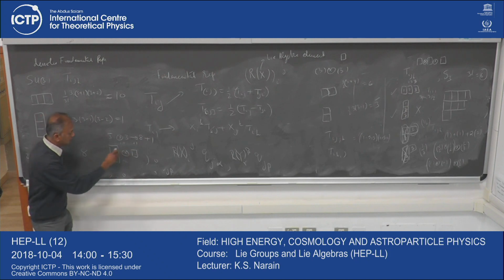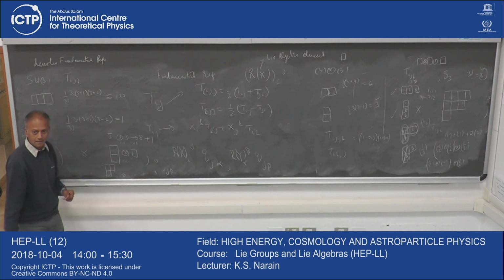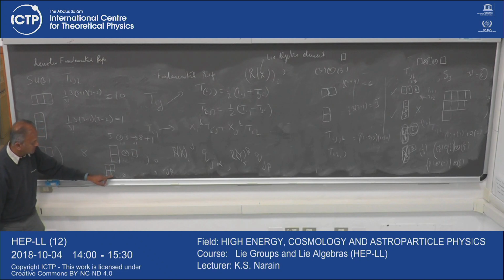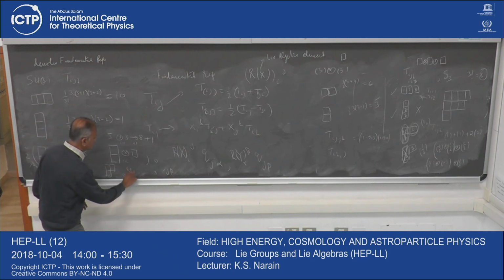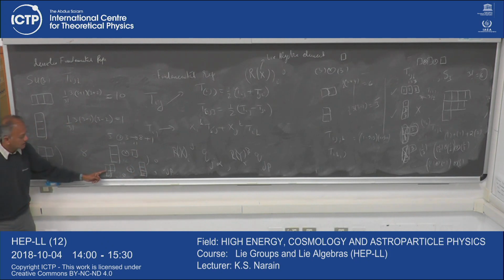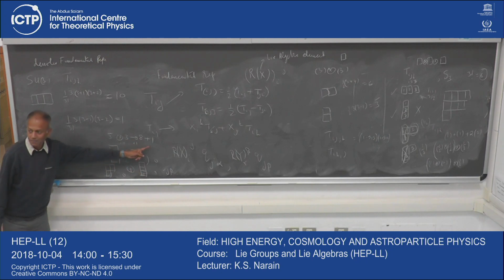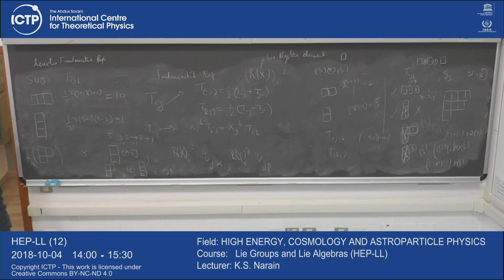If I have to put it horizontally, there's only one possibility, and that is this one. I cannot put it here because that's not allowed; that would be overcounting, so you don't allow that. The other possibility is to put this vertically down, which is this here. This one is an 8-dimensional representation, and that's a singlet. So 3 bar times 3 goes to 8 plus 1. So that is it.